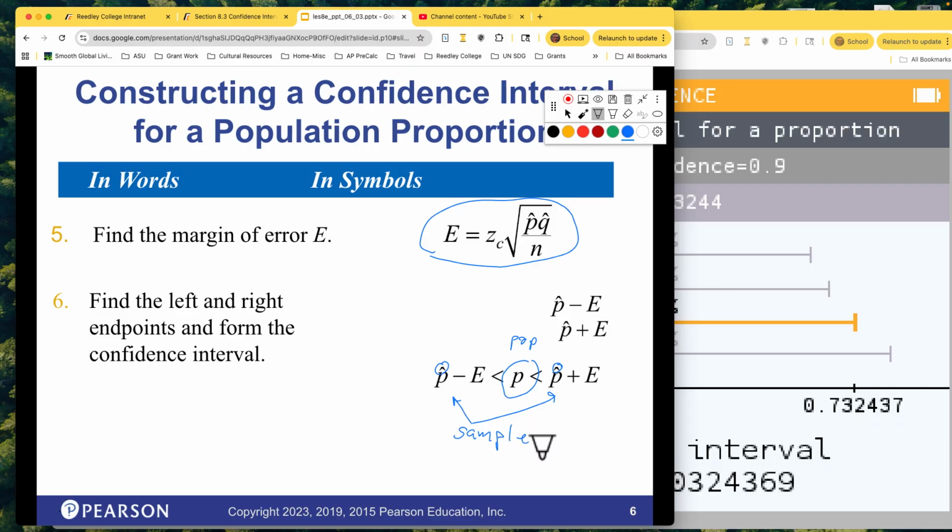Remember, since we're pulling a sample, our mean, our proportion in the sample is likely to be slightly different with each individual sample taken. But we get a confidence interval of where the population proportion should be.